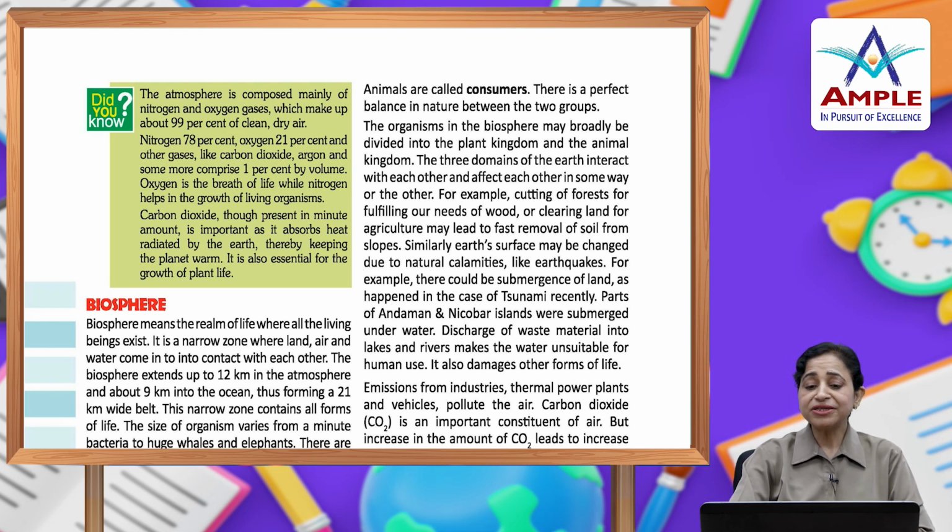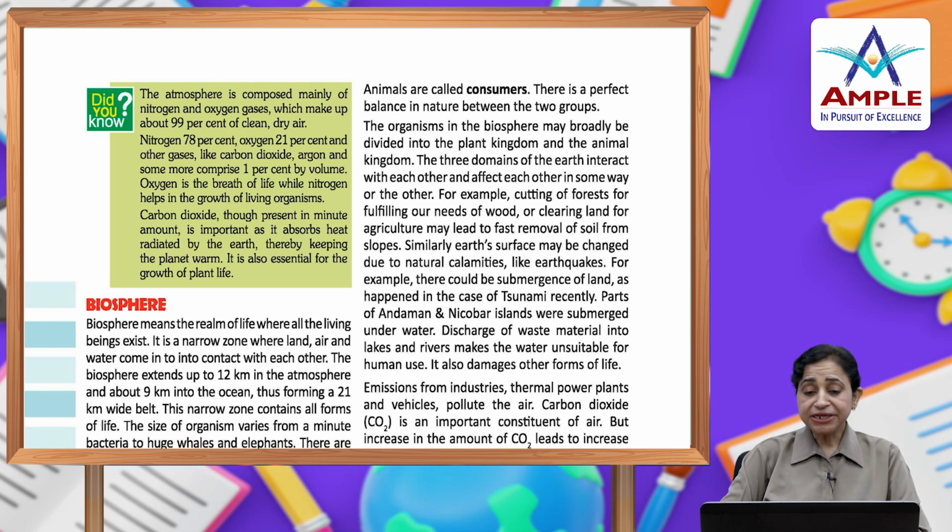The three domains of the earth interact with each other and affect each other in some way or the other. For example, cutting of forest for fulfilling our needs of wood or clearing land for agriculture may lead to fast removal of soil from slopes. Similarly, our surface may be changed due to natural calamities like earthquakes. For example, there could be submergence of land as happened in case of the tsunami recently, and parts of Andaman and Nicobar Island were submerged underwater.